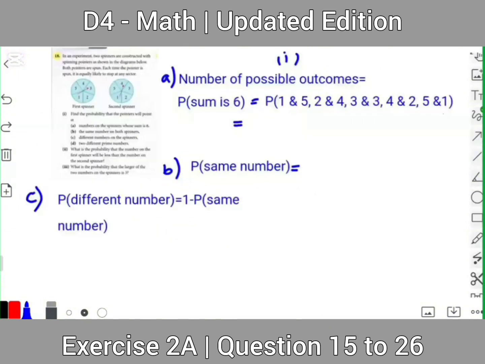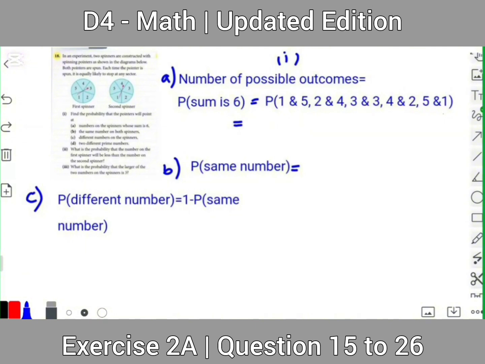Now in question 18, in an experiment, two spinners are constructed with spinning pointers as shown in the diagram below. Both pointers are spun. Each time the pointer is spun, it is equally likely to stop at any sector. So here we have a first pointer having 5 sectors and a second pointer also having 5 sectors.